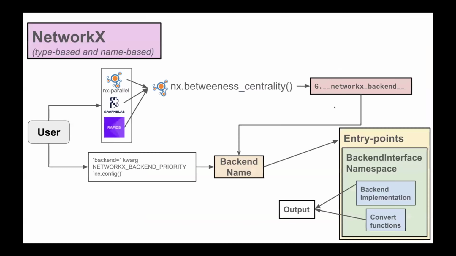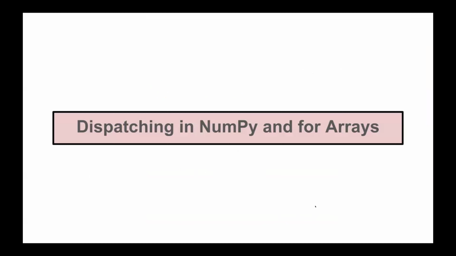And here are some more things that you can look at. This is kind of a summary: the user either gives the backend a specific graph in the function call or directly gives the backend name, and from the backend name we use entry points to get the mapping between the backend name and the backend namespace. And once we get that namespace, we can just run the backend implementation and get the output.